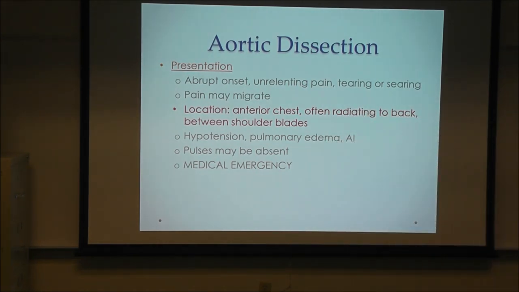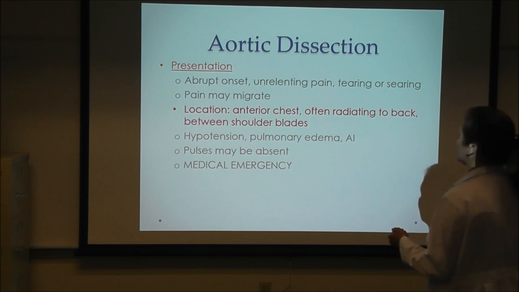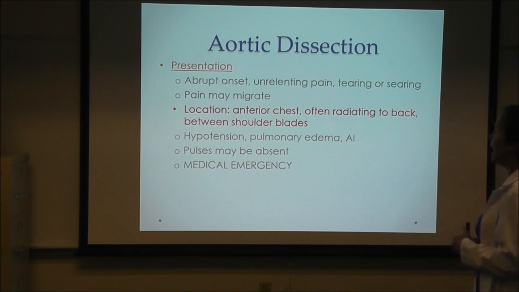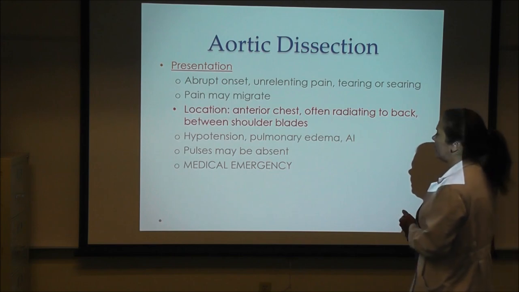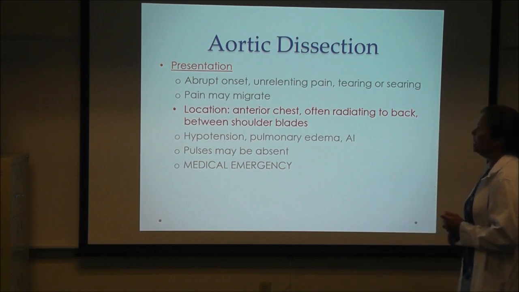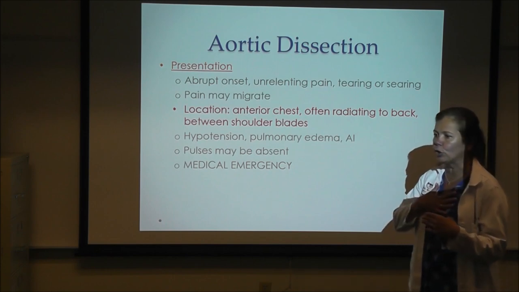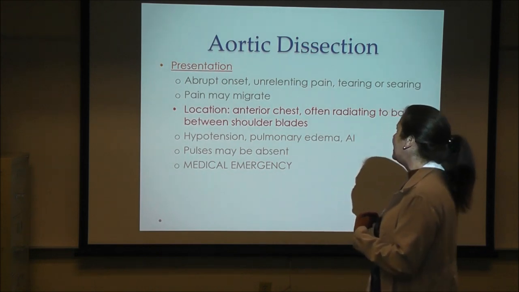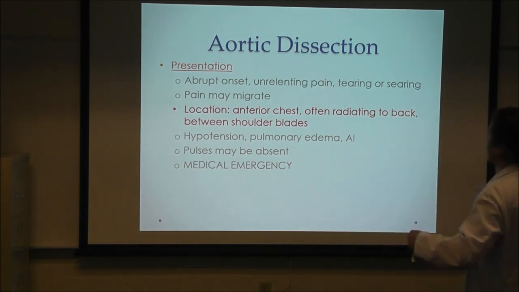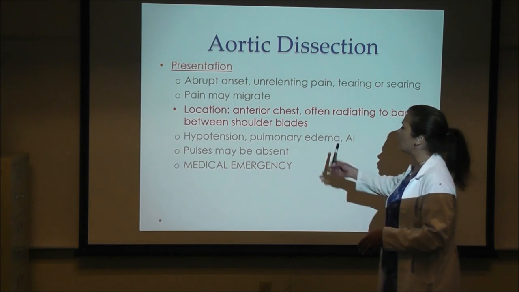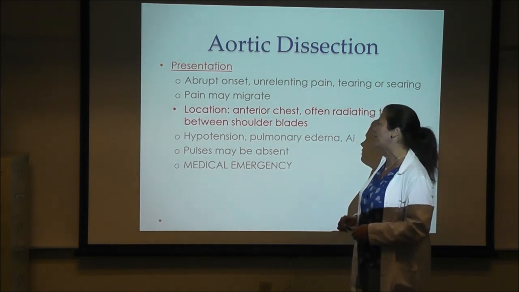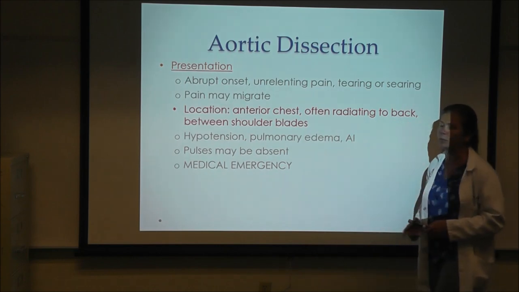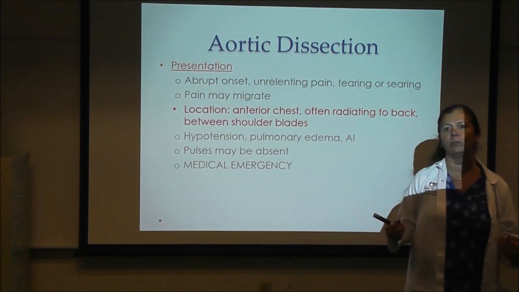Aortic dissection, basically these patients have a tearing, very severe, ripping in nature type of chest pain of abrupt onset. They have a retrosternal pain that is radiating to the back, interscapular between the shoulders, and is associated with hemodynamic instability. So the patients do have hypotension and flash pulmonary edema. This is a medical emergency.